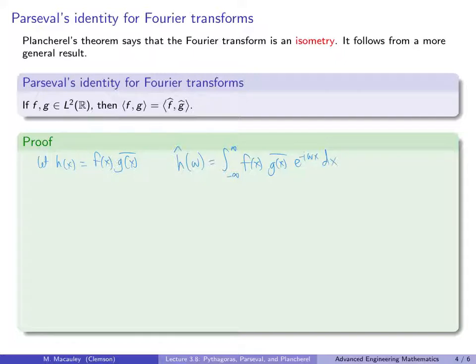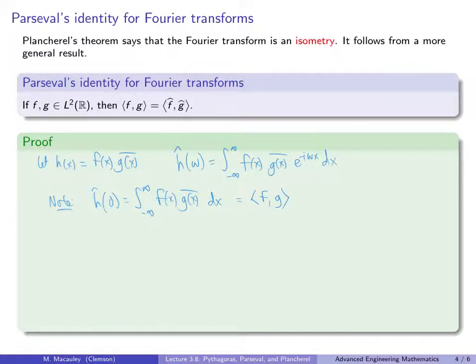Okay, so why did I do this? Well, if I plug in 0 into here, then this becomes a 1, and I just get the inner product of f and g. You see that? So note that h hat of 0 is the integral from negative infinity to infinity of f of x g of x bar times 1, which is dx, which is just the definition of f dot g.